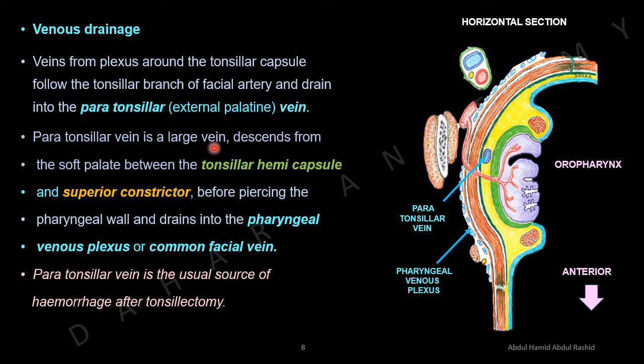Paratonsillar vein is a large vein, descends from the soft palate between the tonsillar hemicapsule and superior constrictor muscle before piercing the pharyngeal wall and drains into the pharyngeal venous plexus or common facial vein. Paratonsillar vein is the usual source of hemorrhage after tonsillectomy.